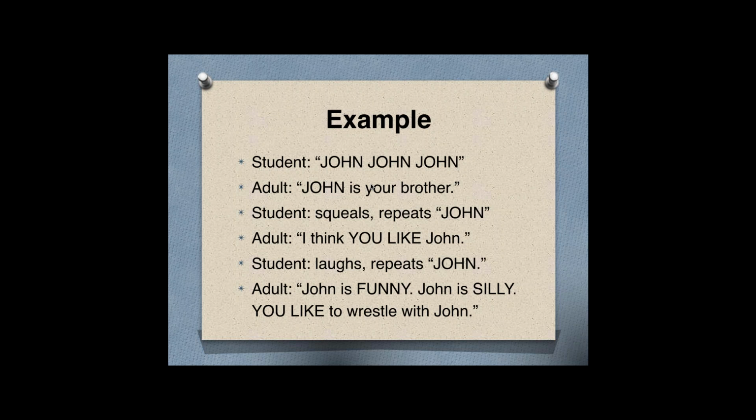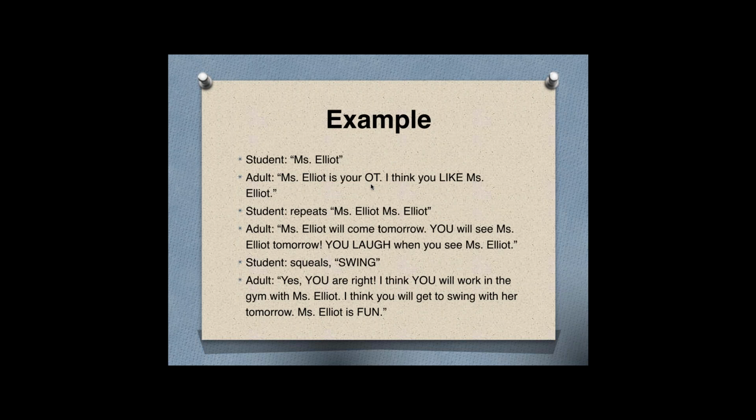So here's just one classic example for some of our kids where the student is saying John, John, John, and the adult might model back, yes, John is your brother, and actually show where to find the word brother in the system. And John might squeal and repeat to show he's gotten some interaction around John, and the adult models back, I think you like John. And our student might again simply say John, and the adult says, well, John is funny, John is silly, or you like to wrestle with John. Just simple things like that.